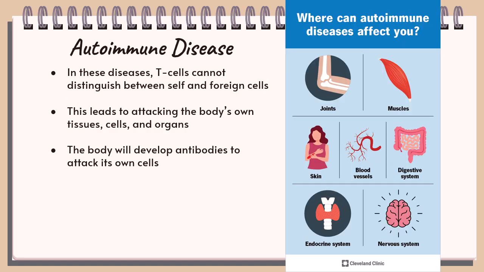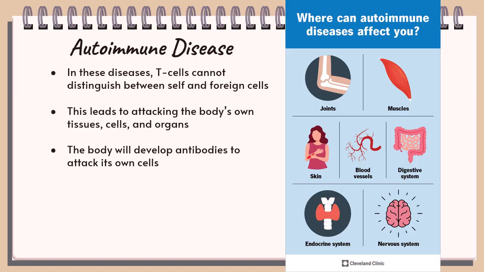All right, autoimmune disease. In these diseases, T cells cannot distinguish between the self and the foreign cells. This is why the body will start to attack itself in autoimmune, because auto is self. This leads to attacking the body's own tissues, cells, and organs. The body will develop antibodies to attack its own cells.